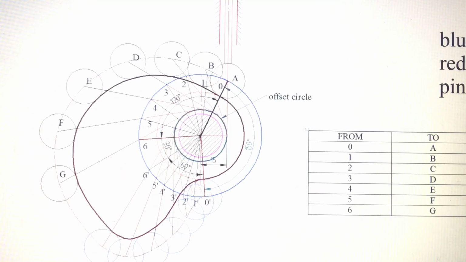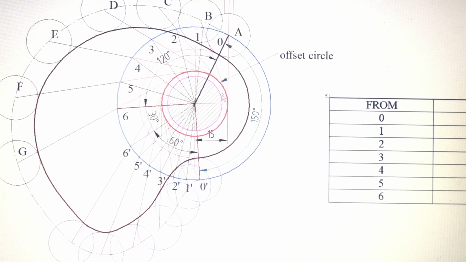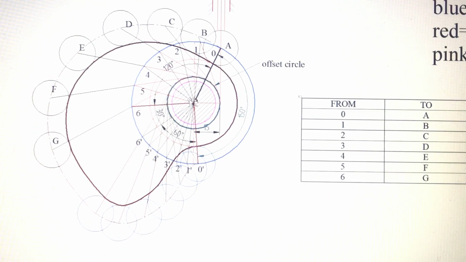So it is very easy. You need to take this offset circle and tangential line. The procedure is same as that of the previous problem.